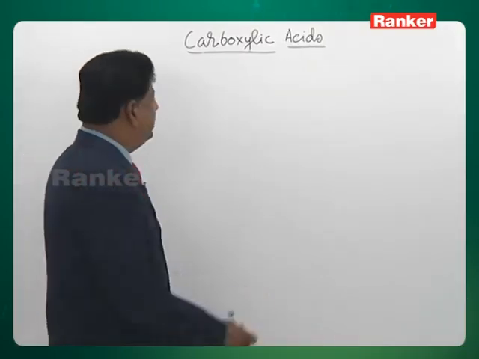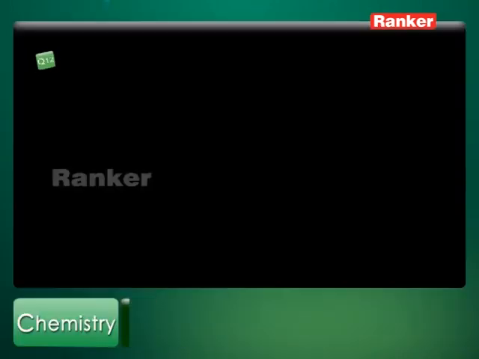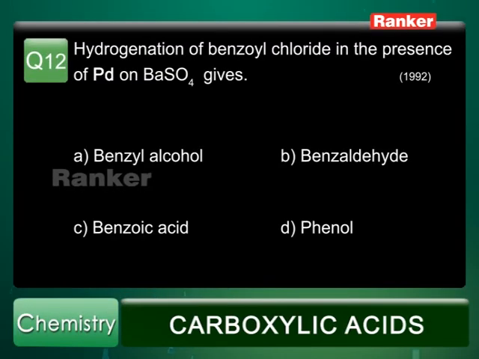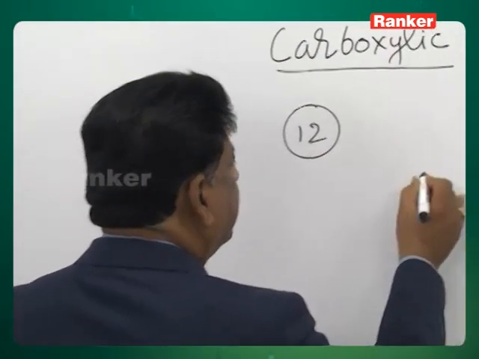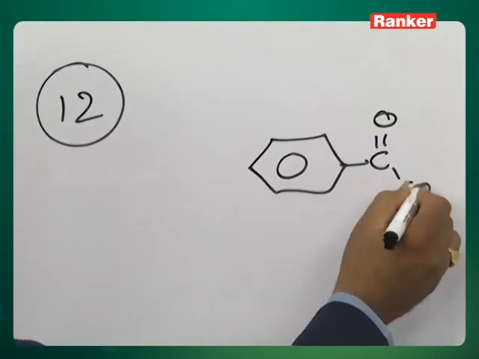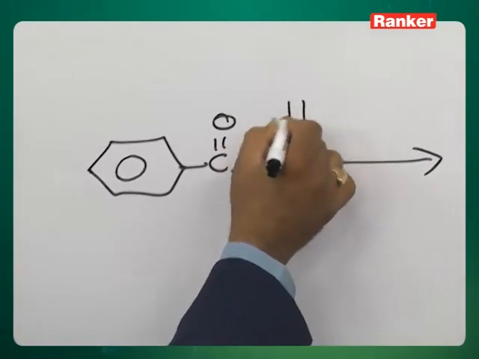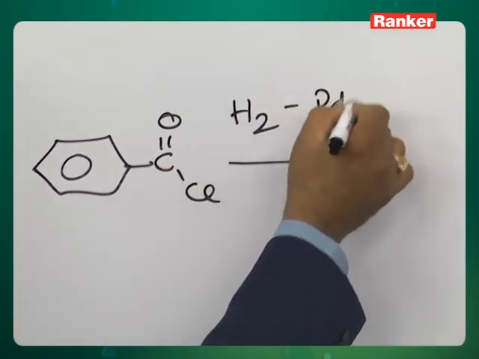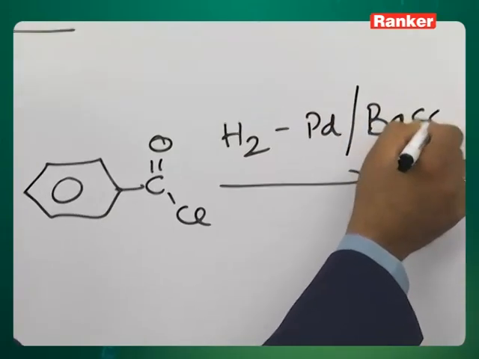So let's go for the next question, that is the 12th question. The question is, hydrogenation of benzoyl chloride in the presence of palladium on barium sulfate gives a... Option A is benzyl alcohol, option B is benzaldehyde, option C is benzoic acid, option D is phenol. Benzoyl chloride, as we have already seen, is a benzene containing COCl, right? This is treated with hydrogen in the presence of palladium supported by barium sulfate.